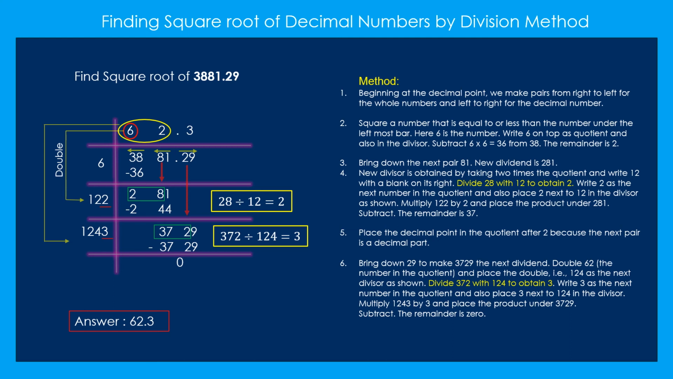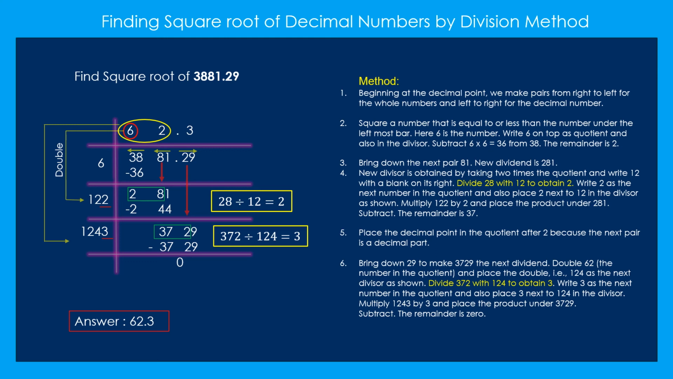The same number is also added to the divisor. So in order to find the new number, what number is added to the blank space, what you do is you leave the unit digit of the new dividend, that is 281. You leave the unit digit, and then the rest of the digits, that is 28, is divided by the new divisor 12. So you get the quotient 2. This 2 is added to the blank space as well as on the top in the quotient.